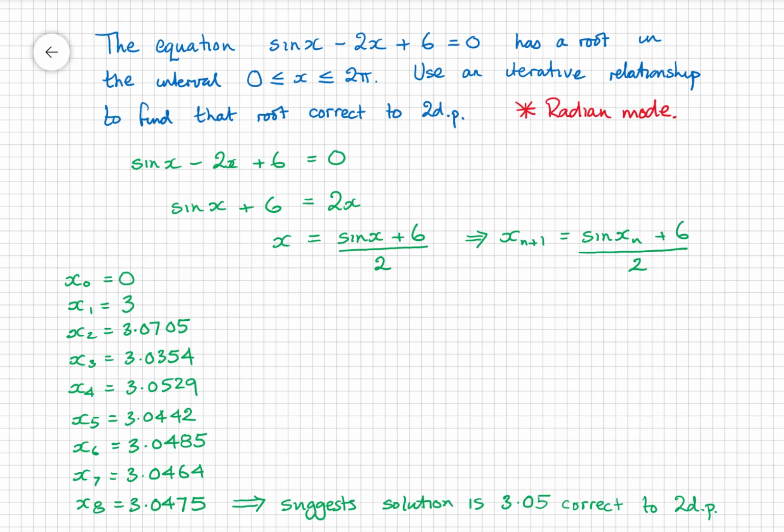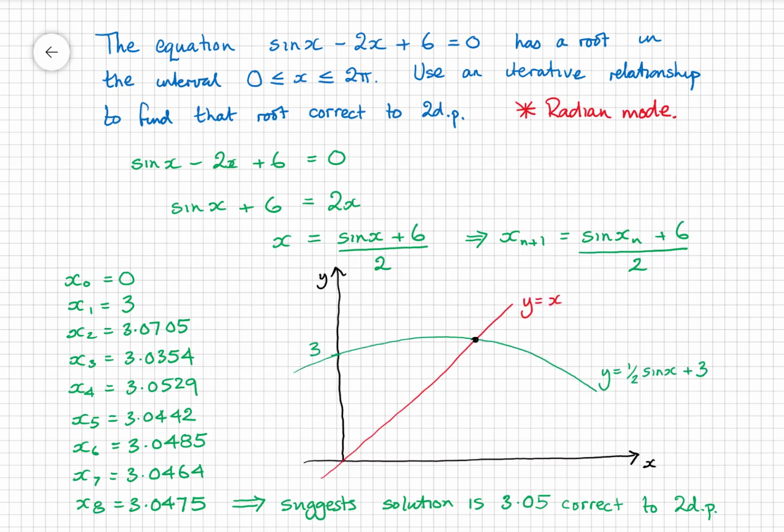What does this look like graphically? Well, here we see the graph first of all in red of y is equal to x, and then in green I've drawn the curve of sin x plus 6 all over 2, although you'll see that I've represented it in a slightly different way as a half sin x plus 3. I know that it crosses the y-axis at 3. It'll go up to 3.5 and down to 2.5 and be oscillating as a sine graph usually does.